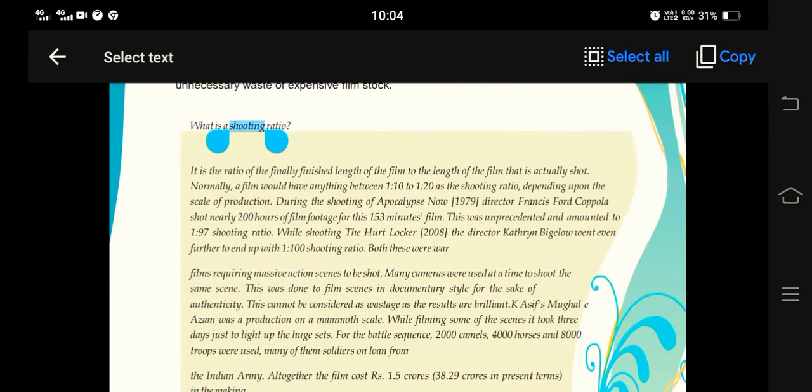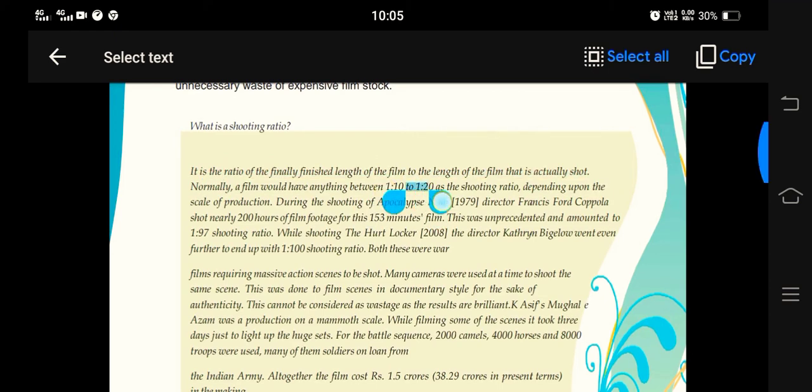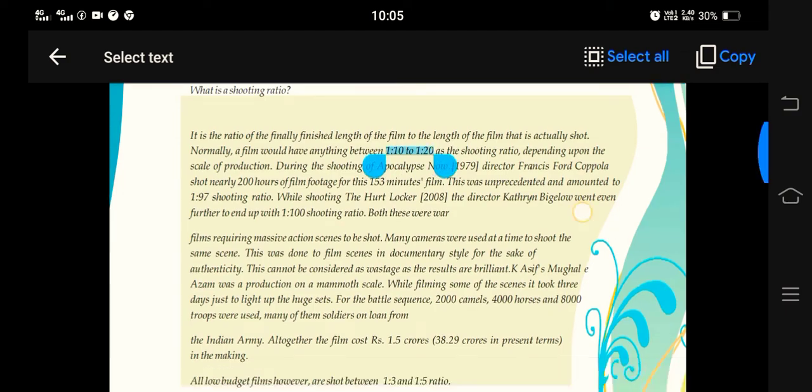Now, what is shooting ratio? Shooting ratio is basically the ratio of the finally finished length of the film to the length of the film that is actually shot. So it should be from 1 to 10 to 1 to 20.